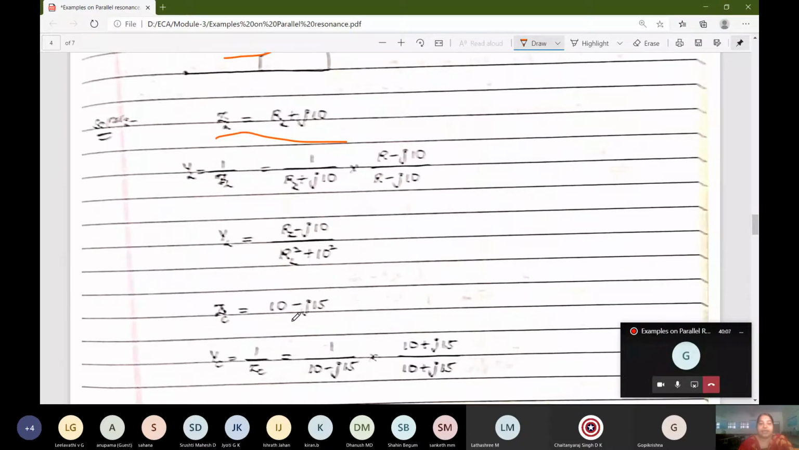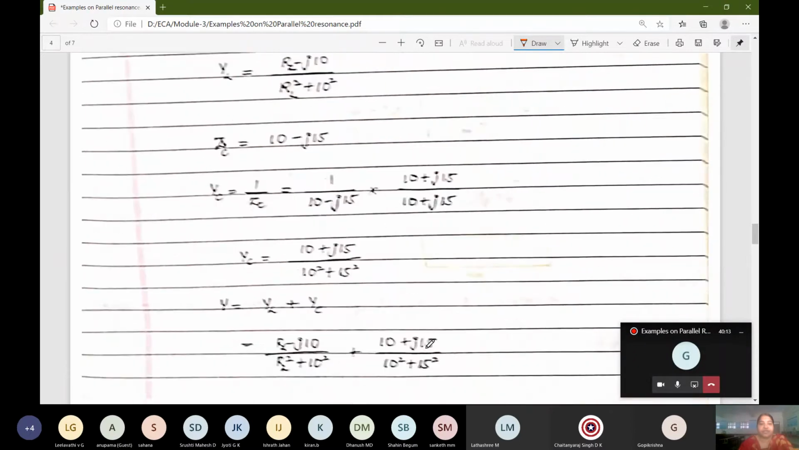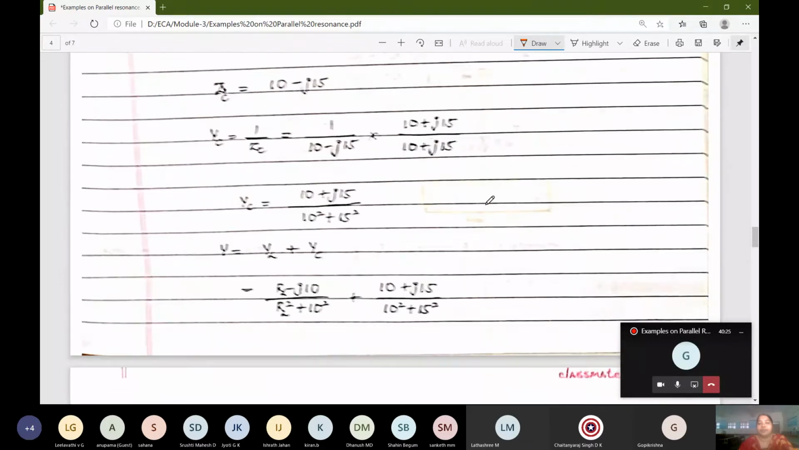Next write ZC, it is 10 minus J15. Okay, for capacitance it is minus, so it is 10 minus J15. So YC is 1 by ZC. So it is 1 divided by 10 minus J15. Rationalize it. If it is minus, you have to put plus. If it is plus, you have to put minus and rationalize it.